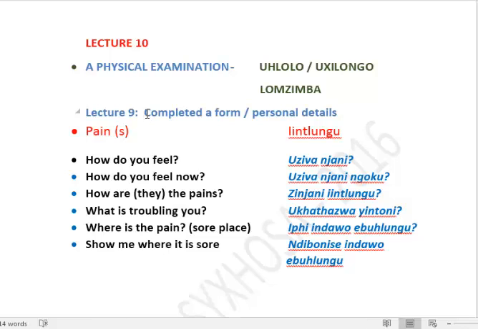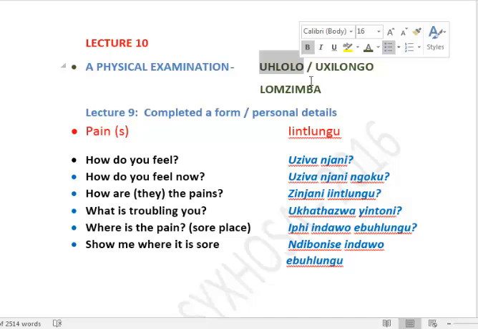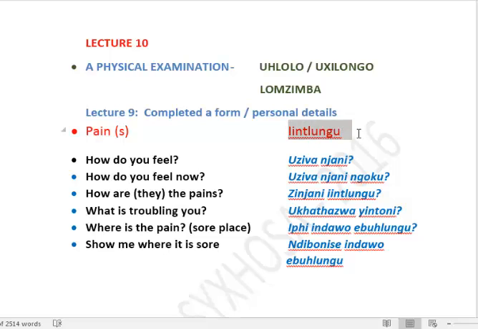Here we are now going to look at a physical examination, uhlolo or uxilongo lomzimba. Uhlolo or uxilongo are both words for an examination, and the umzimba is the body. And here we are actually looking at where the person or patient is feeling or experiencing inhlungu, discomfort in the form of pains. Some introductory questions.